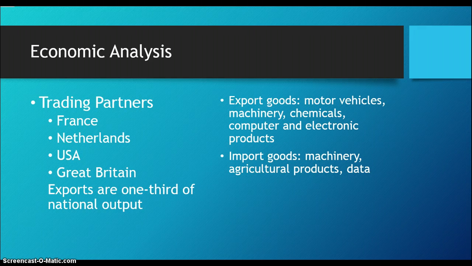Their top global trading partners are France, the Netherlands, the US, and Great Britain. German exports make up 1/3 of total national output. Their most popular export products include motor vehicles, chemicals, machinery, and computers and electronic products. Their imports include machinery, agricultural goods, and data.